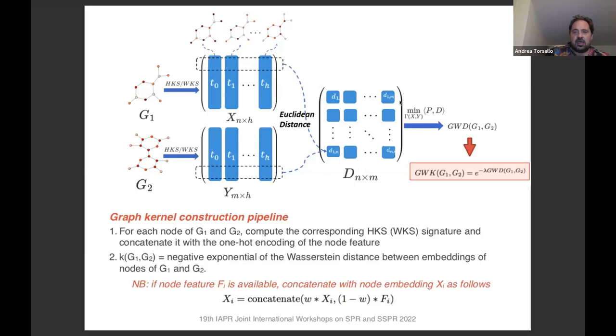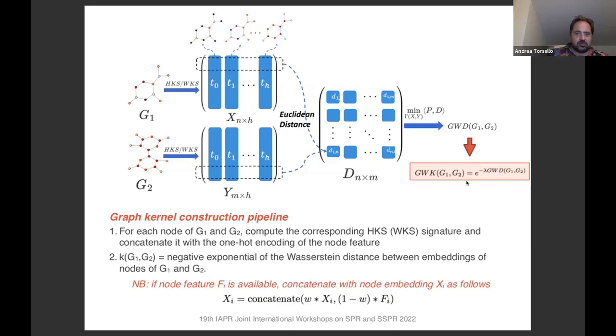And from this matrix, we can just compute the minimum of the Frobenius norm between P and D to obtain the graph Fisher distance, and then as we take the negative exponential of this distance, we actually obtain the kernel. So this is basically the fundamental construction.